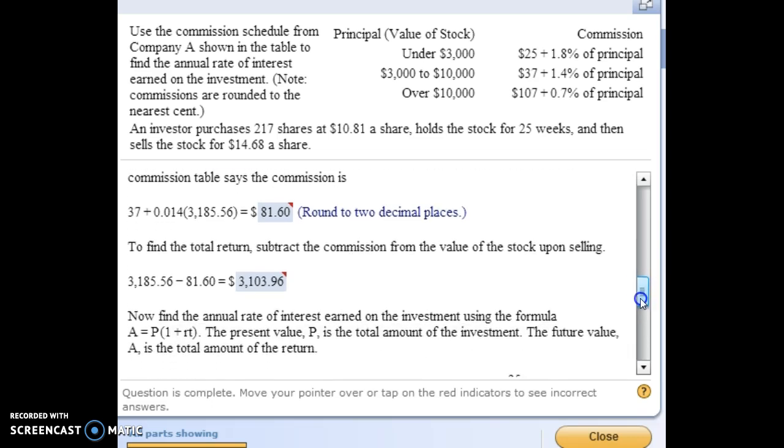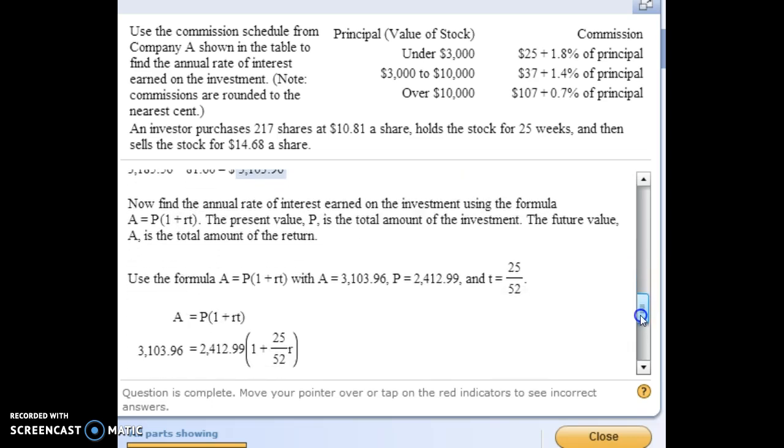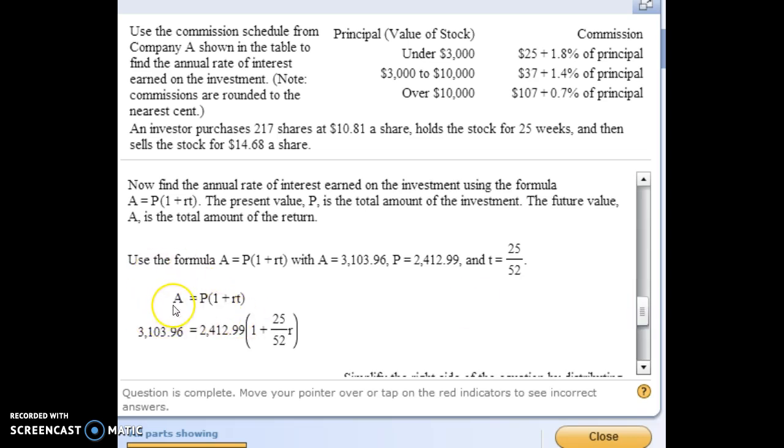So now that we have that value, we can return to our initial formula where the total amount of money that we're going to have is our amount we invest multiplied by 1 plus the interest rate and the time. And we're going to try to solve for that interest rate. We figured out the total amount we get back at the end, and we figured out the original principal invested. And our time is 25 weeks out of the 52 in a year, so 25 52nds of a year. Plug all those values in.